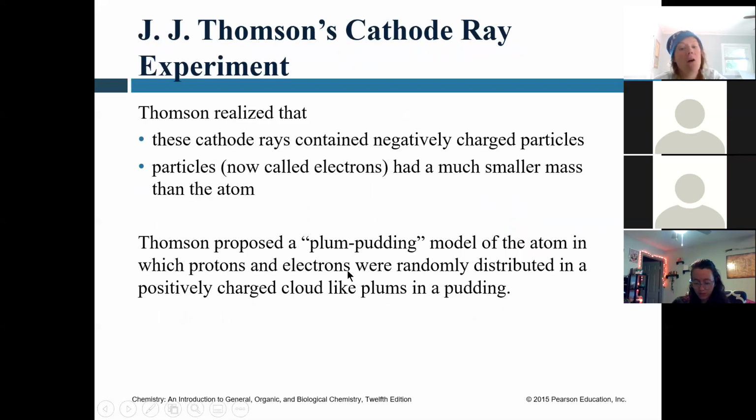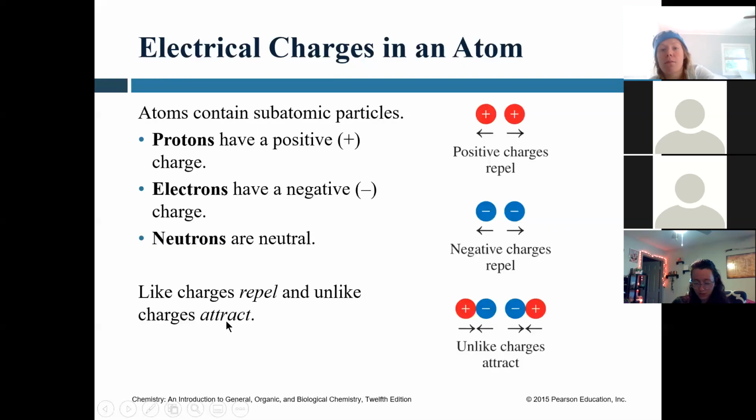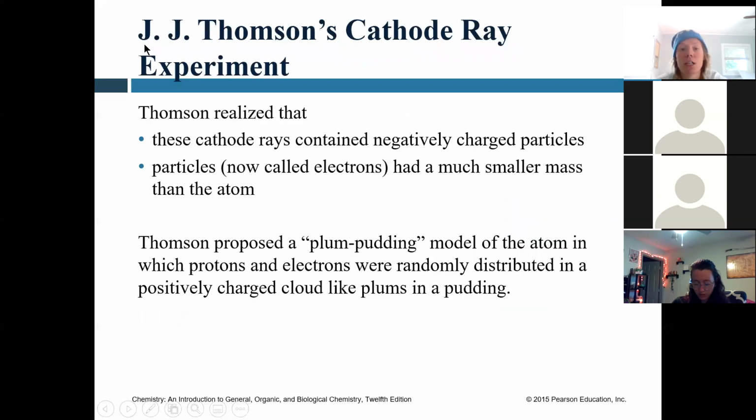So how these particles were discovered: the protons and the neutrons sit in the nucleus, and we'll go over that, but they weren't the first thing discovered. The first thing to be discovered actually was the electron. So this guy, J.J. Thomson, did this cathode ray experiment. And so he had a cathode ray that contained negatively charged particles, and the particles, which he now calls electrons, had a much smaller mass than the atom.